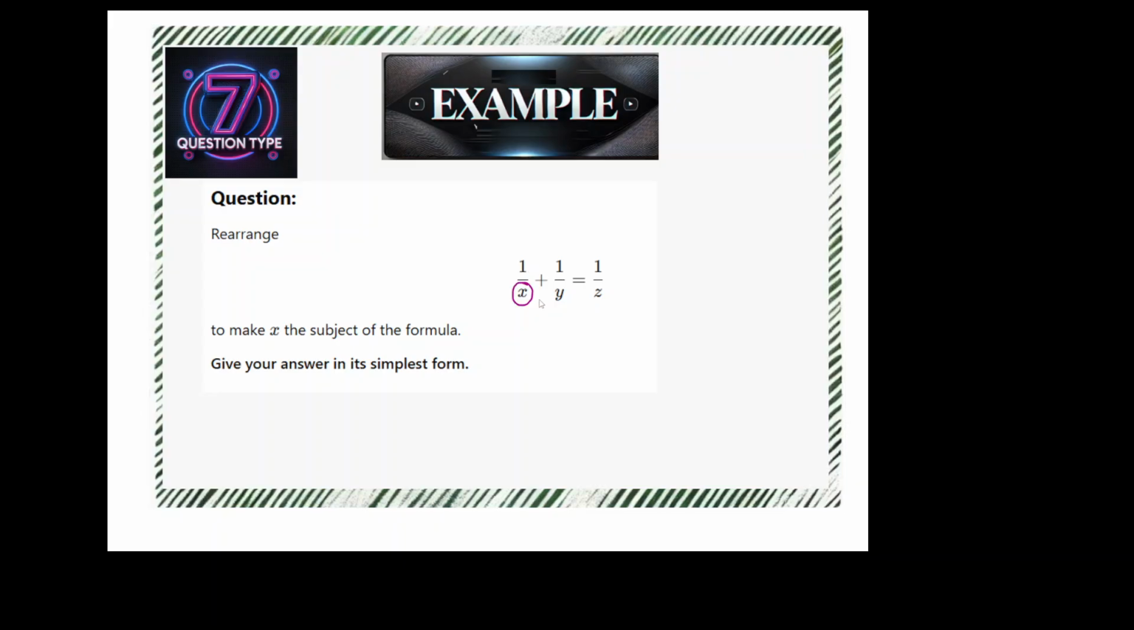Now I don't need the other term here, 1 over y. Now I'm going to move that full term to the other side. So I can get 1 over x is equal to 1 over z take away 1 over y.